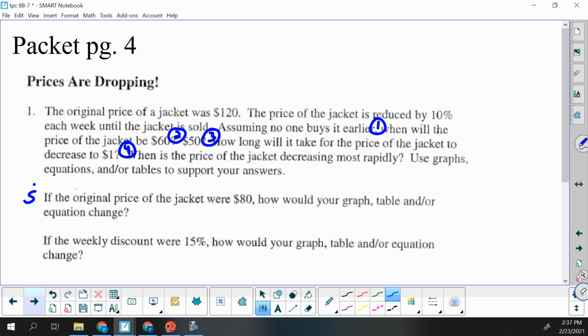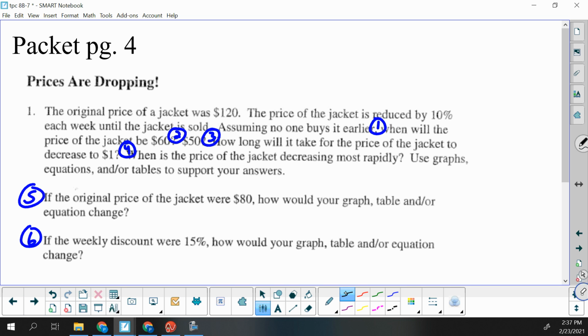Fifth question, if the original price of the jacket was $80, how would your graph, table, or equation change? And the sixth question, if the weekly discount were 15%, how would your graph, table, or equation change? So as we're doing this, you can either do it on a separate sheet of paper or you have some space up on the top or the bottom to work with this.